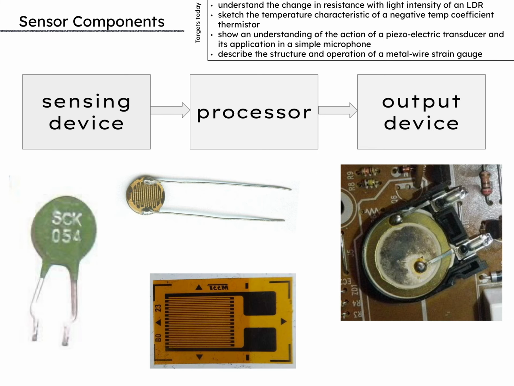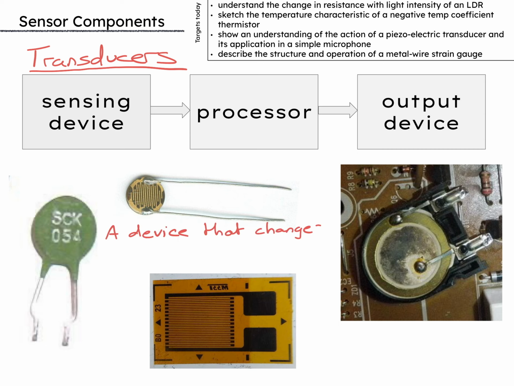Sensing devices are transducers. So, what is the definition of a transducer? You should be familiar with that, so have a quick think back. How would you put it into words? So a transducer is a device that changes a non-electrical signal into an electrical signal, or vice versa.